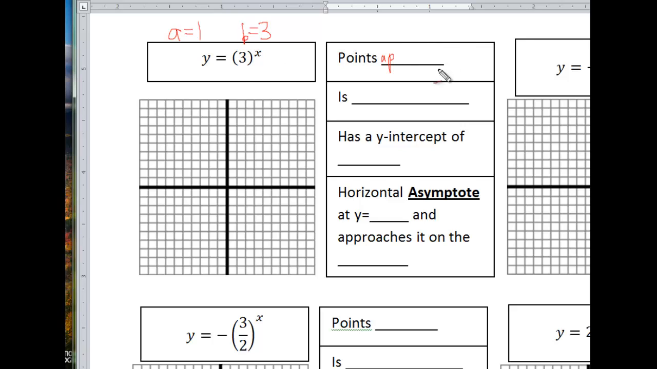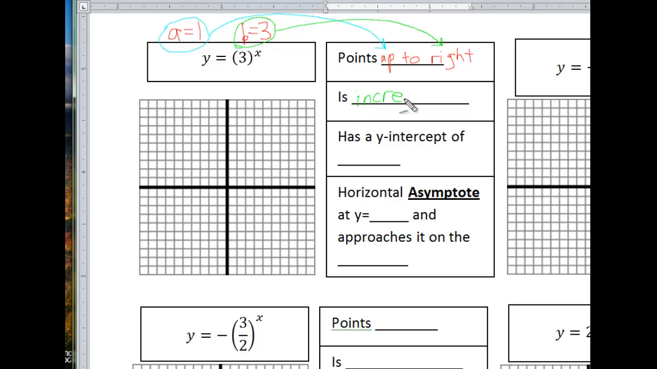B is greater than 1, so it's going to be up to the right. So a is equal to 1 tells us up. B is equal to 3 tells us that is to the right, because B is greater than 1, because A is greater than 0. All right, so what about this? Is it increasing or decreasing? Well, the fact that it's going up to the right tells us that it is increasing. We know that it's going to be getting bigger as we go to the right, so it is increasing.